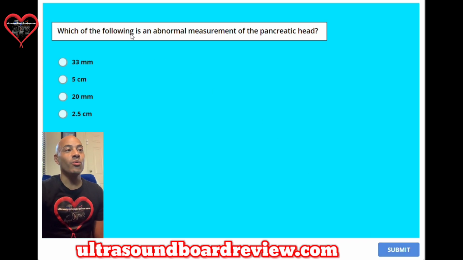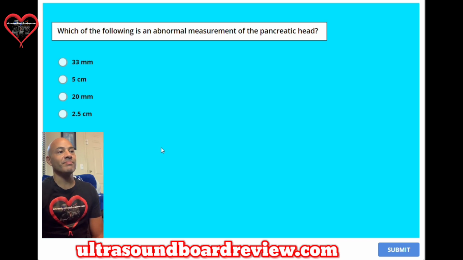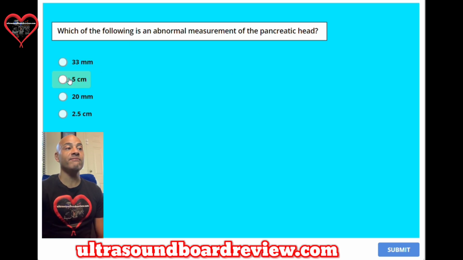Question 56. Which of the following is an abnormal measurement of the pancreatic head? A, 33 millimeters, B, 5 centimeters, C, 20 millimeters, or D, 2.5 centimeters? The answer is B, 5 centimeters. Make sure that you know how to convert from centimeters to millimeters and vice versa.